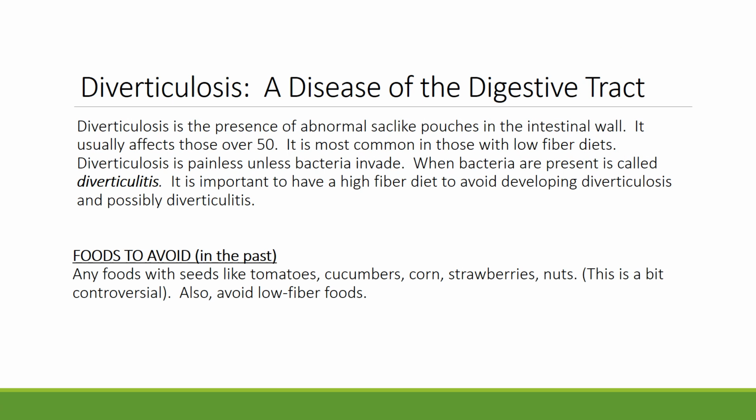The term diverticuli refers to sac-like pouches. So diverticulosis is a condition of the presence of abnormal sac-like pouches in the intestinal wall. It usually affects those who are over 50 years of age, and it's most common in those with low-fiber diets. The problem is pressure builds up and these outpouchings occur.